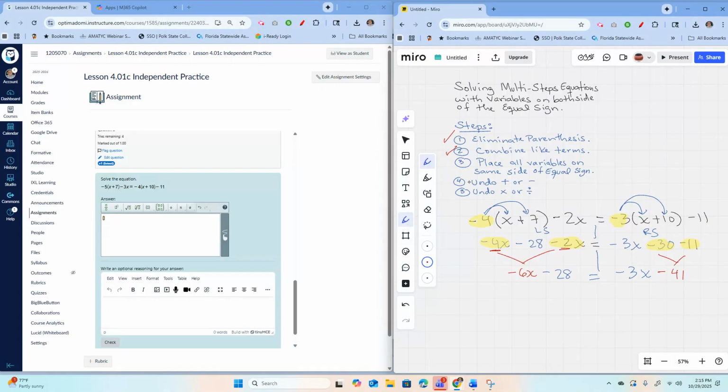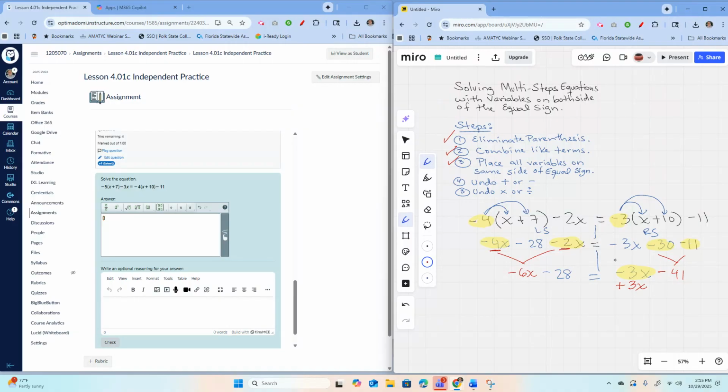Step number 3, place all the variables on the same side. If you notice, I have x on the left side of the equal. I have x on the right side of the equal. So I want to have all the letters on the same side. Usually, I like letters on the left side. So I'm going to take this -3x, and I'm going to get rid of it. How do you get rid of it? Can you see there's a minus in front of the 3x? That means we are subtracting. What's the opposite of subtracting 3x? Oh, we're going to add 3x.